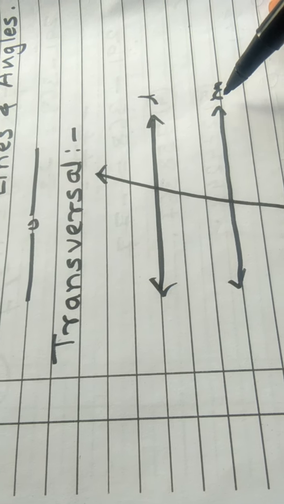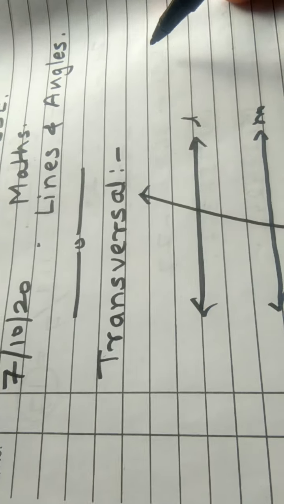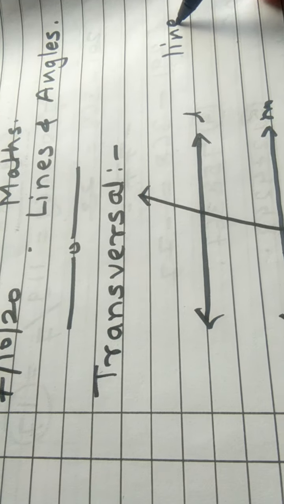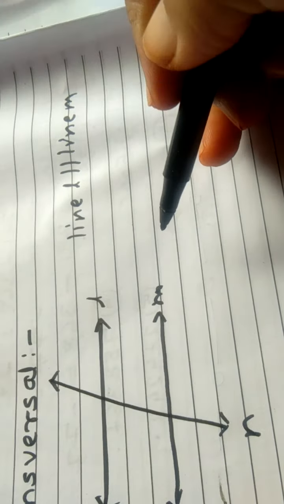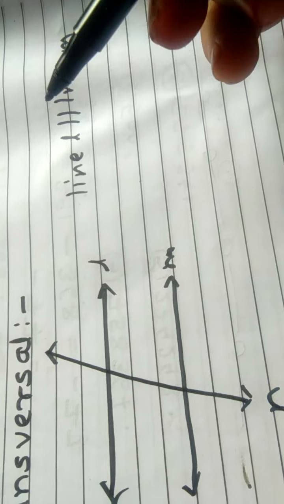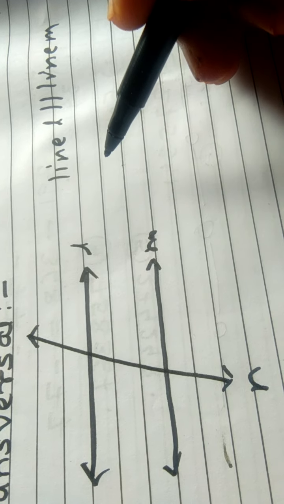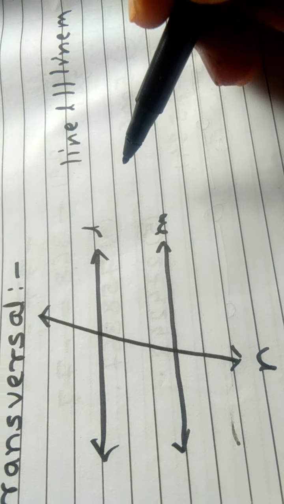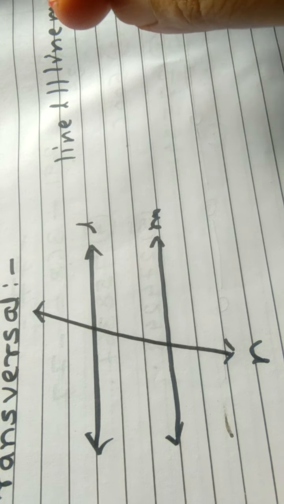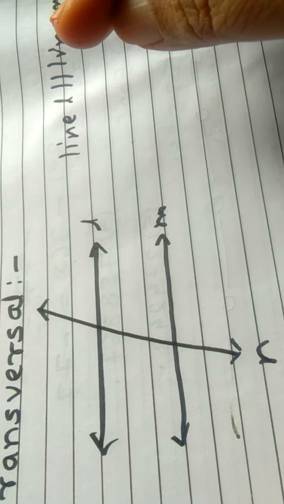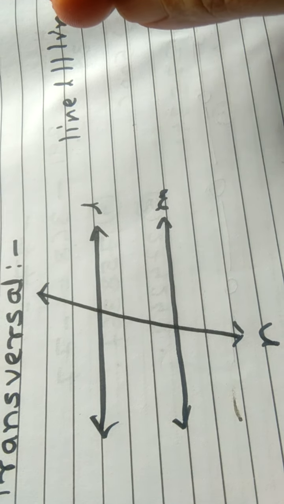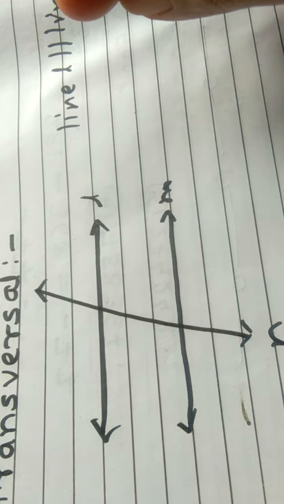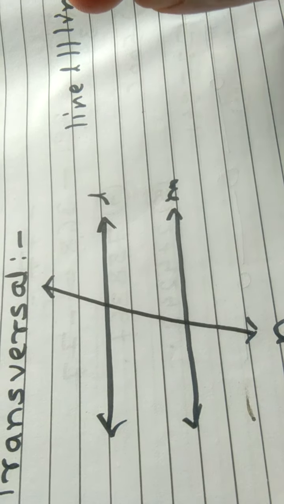If L and M are parallel lines, line L is parallel to line M. Whether these are parallel lines or not, we get the pairs of corresponding angles, interior angles and alternate angles.